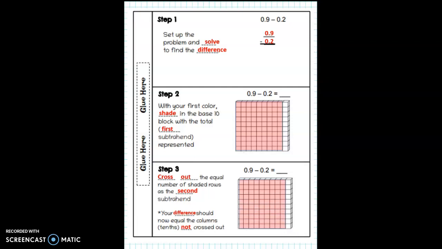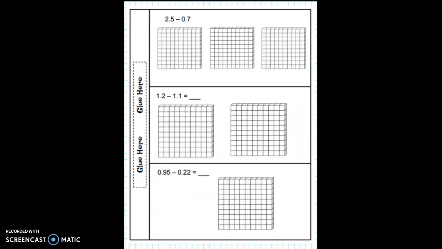So we still have the 9/10 shaded in, and we're going to cross out 2/10. This leaves us with 7/10. You are going to complete the same thing on the next page with the 3 models shown. When you have finished with the 3 models, bring your book to me so we can check your work.